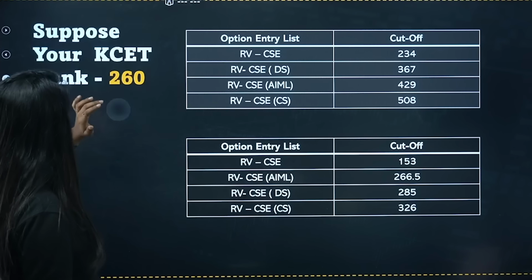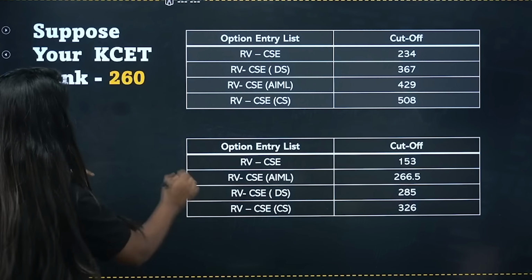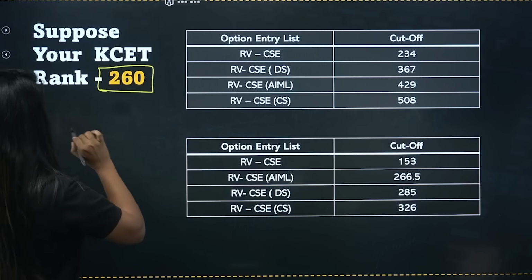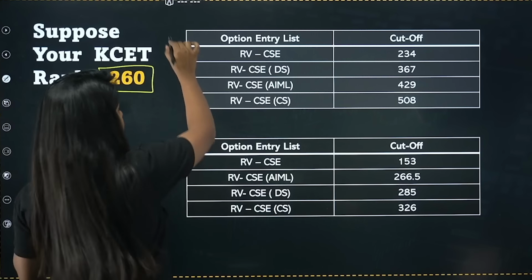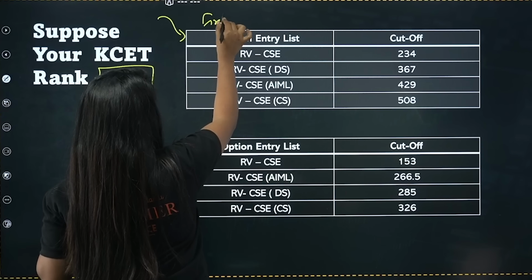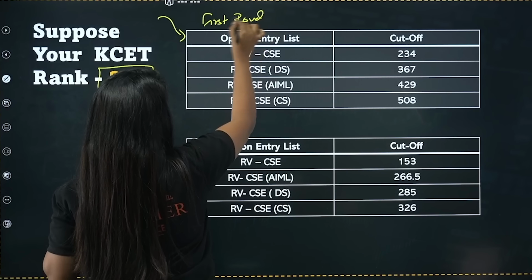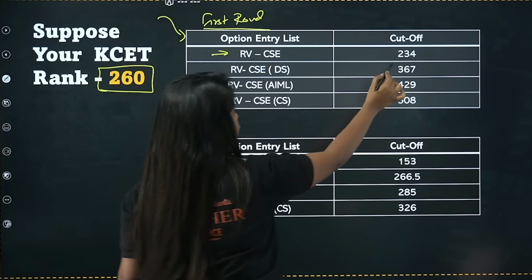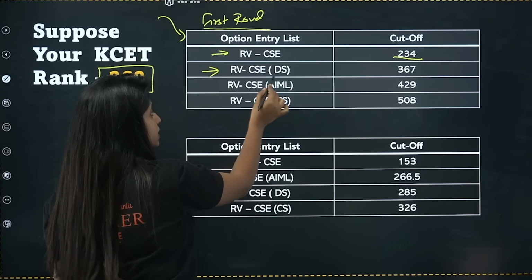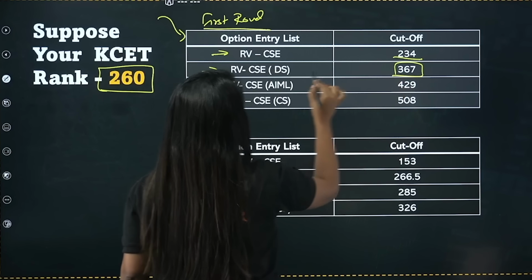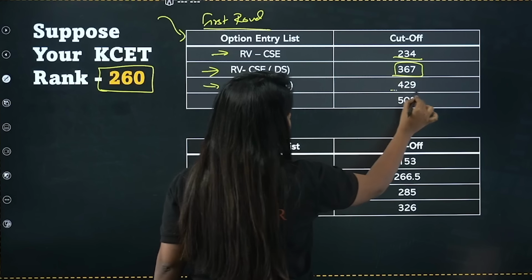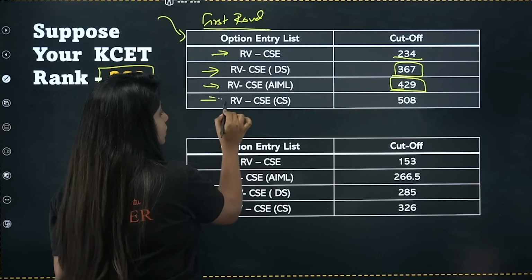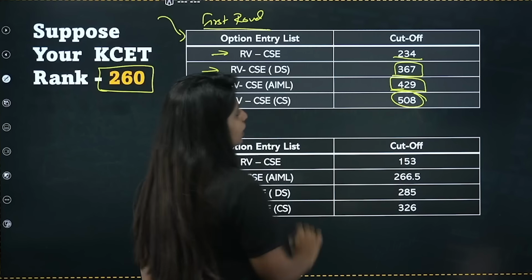Suppose over here your rank is 260. Now you made an option entry list depending on the previous year's first round. According to that, RVC College 234 was the cutoff. Then you put RVC DS, 367 was the cutoff. RVC AIML you put, 429 was the cutoff. RVC CSE you put, 508 was the cutoff.